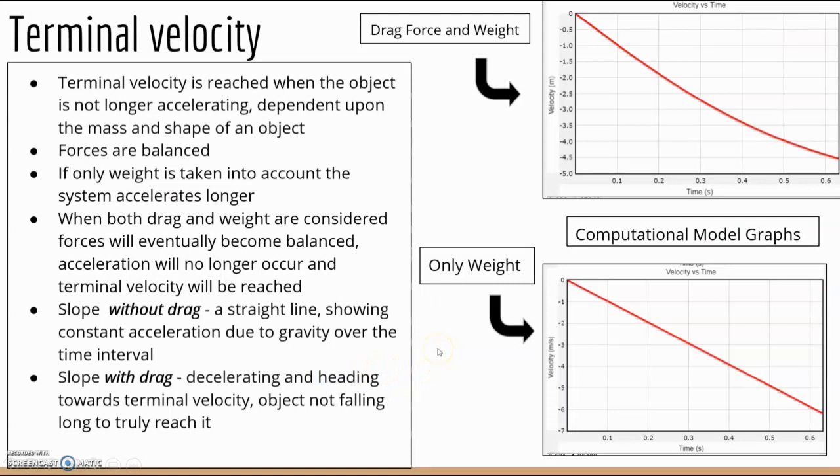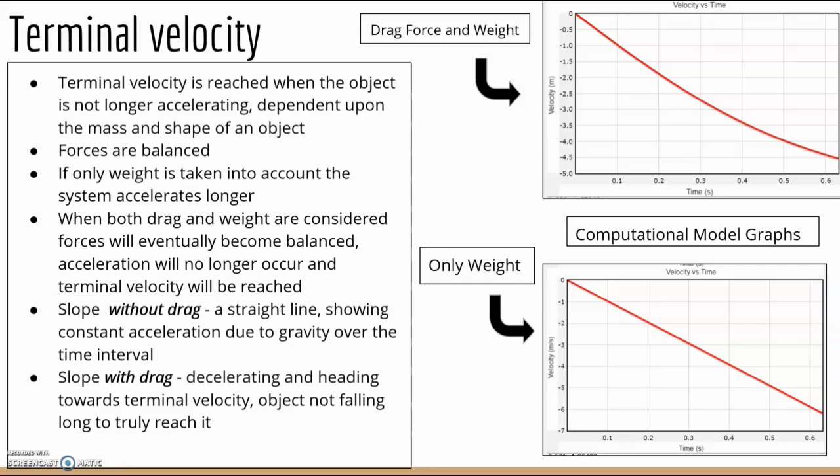Looking at which model reaches terminal velocity, using the velocity time graphs it is easy to see which one does. Terminal velocity is reached when the object is not accelerating anymore and is dependent upon the mass and shape of an object. The forces are balanced at that point. If only weight is taken into account, the system accelerates longer. When both drag and weight are considered, forces will eventually become balanced and acceleration will no longer occur, and the terminal velocity will be reached.